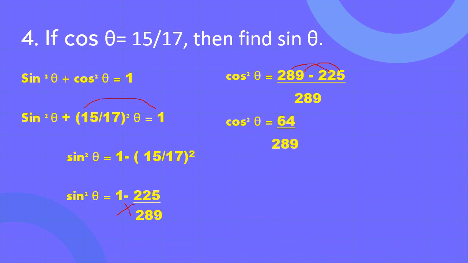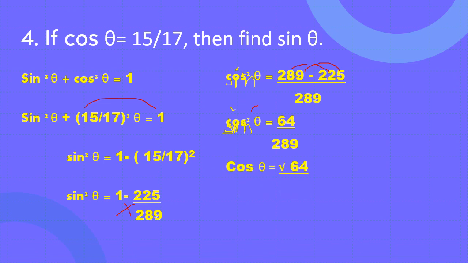But this is cos square theta. We are supposed to find out the cos theta. I'm so sorry. This is sine theta. Okay, this is sine theta. So since we are supposed to find out the sine theta, this is sine square theta. So in the next step also, this will become sine square theta. Okay, so sine square theta will be 64 upon 289.